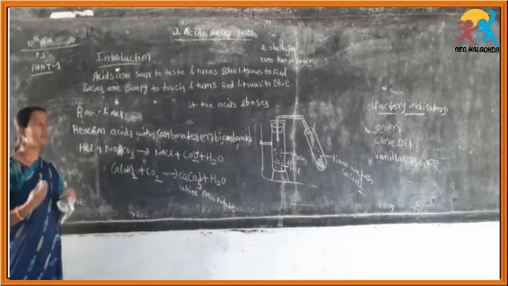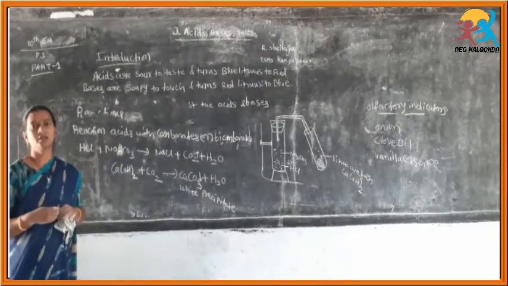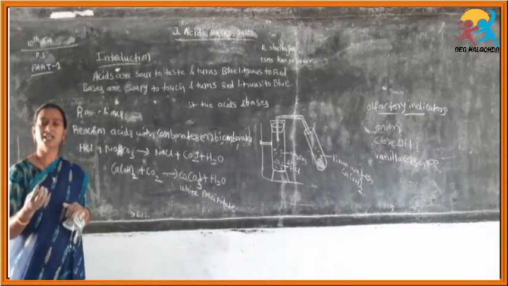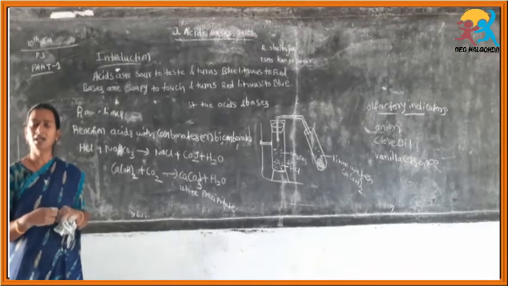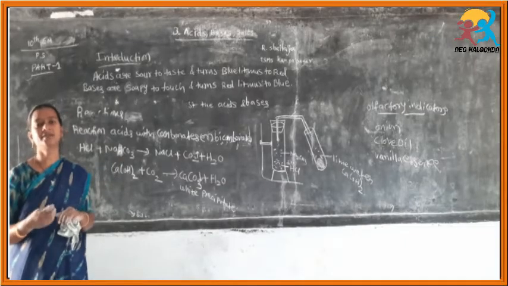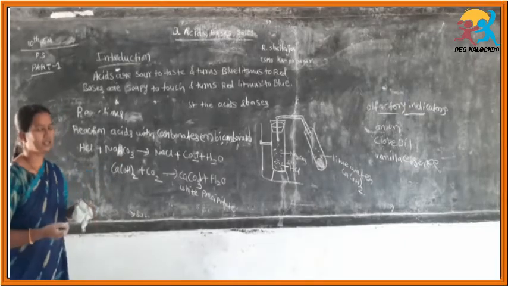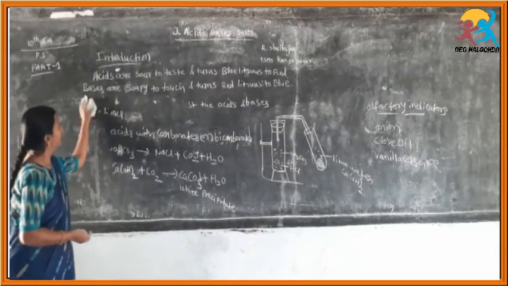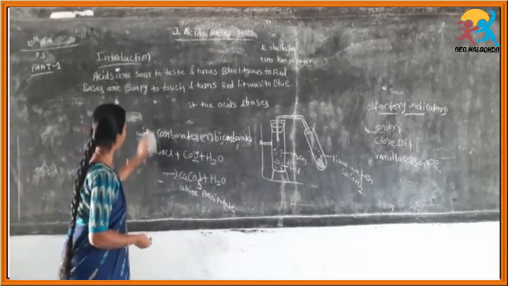Acids react with metals, and they give hydrogen gas. Acids react with carbonates and bicarbonates, and they give carbon dioxide gas. These are the reactions of acids.